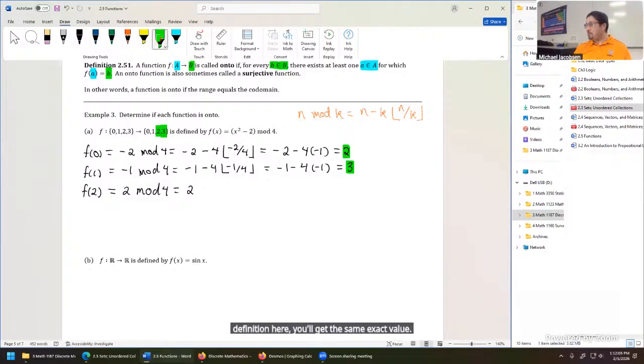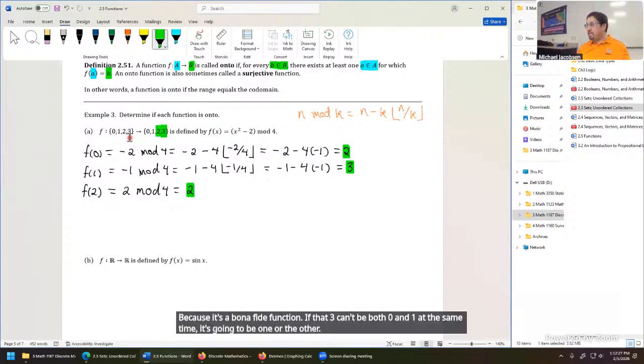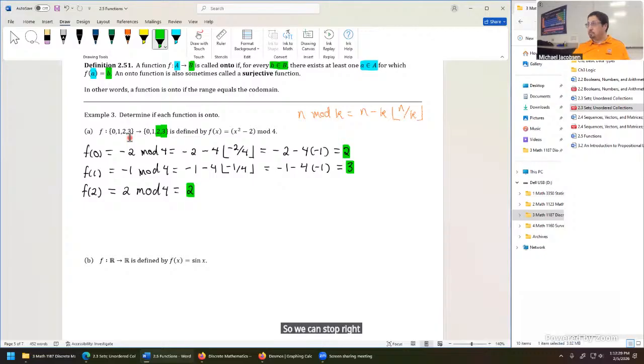But notice we have a problem. There's been a kind of collision. F has mapped both 0 to 2 and 2 to 2, and it has a finite domain with just 4 elements. There's no way I'm going to be able to hit 0 and 1 with just the last value 3, because it's a bona fide function. F at 3 can't be both 0 and 1 at the same time. It's going to be one or the other. So we can stop right here and just say it's not onto.